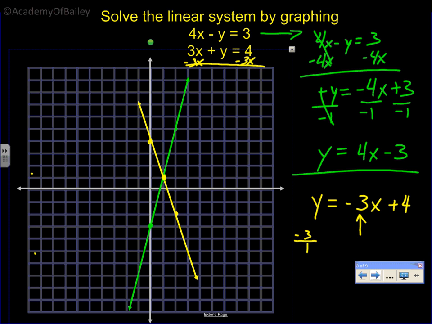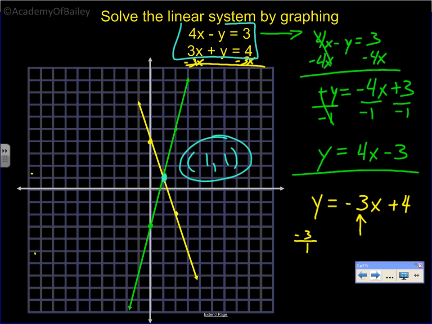And do you see the point where they intersect? The point they intersect was right there. And what is that ordered pair? That ordered pair should be 1, 1. So the answer to this system of linear equations that we started with should be 1, 1.